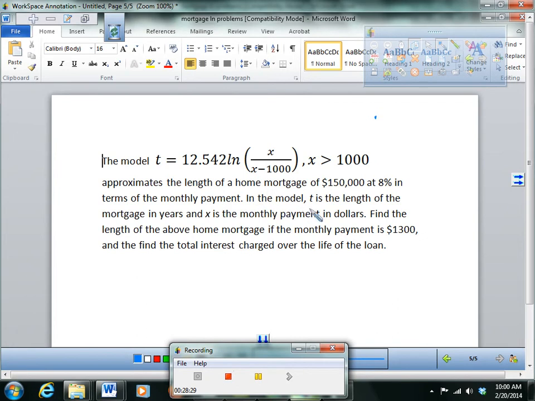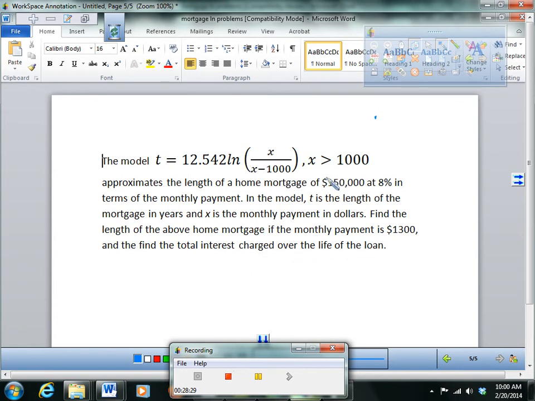In the model, T is the length of the mortgage in years and X is the approximate payment in dollars. You guys don't have to worry about this, but your parents do. Find the length of the above home mortgage if the monthly payment is $1,300, and find the total interest charged over the life of the loan.